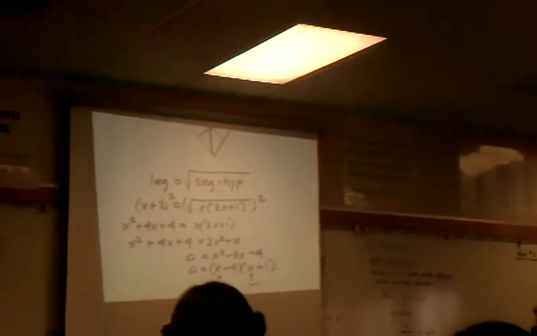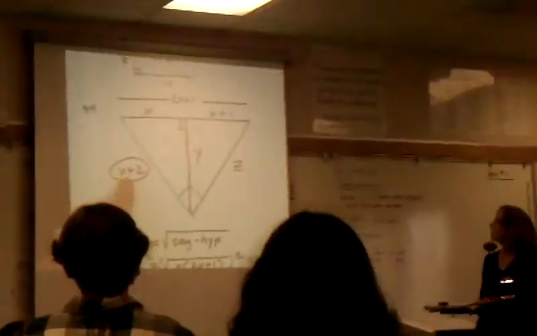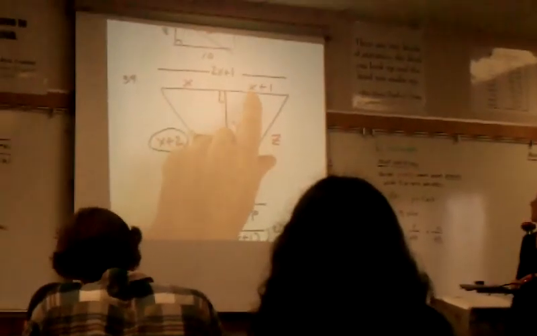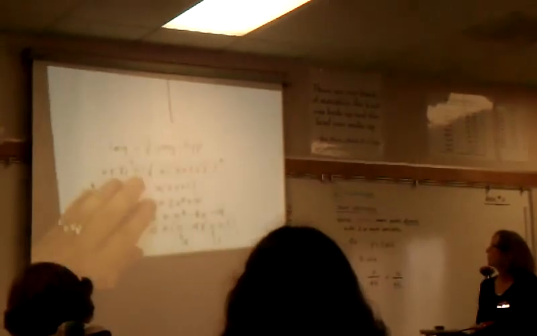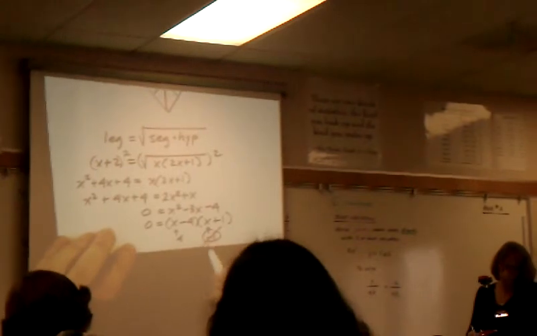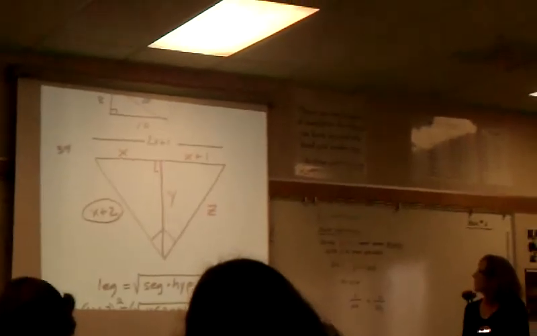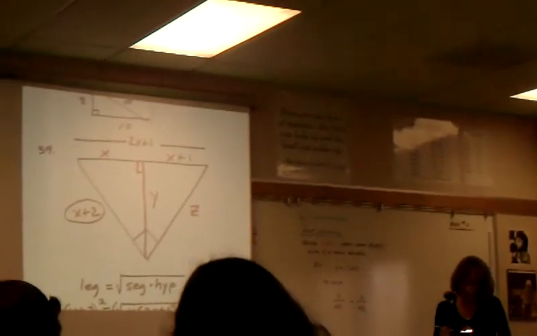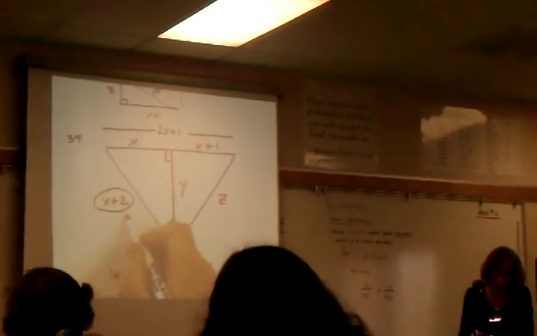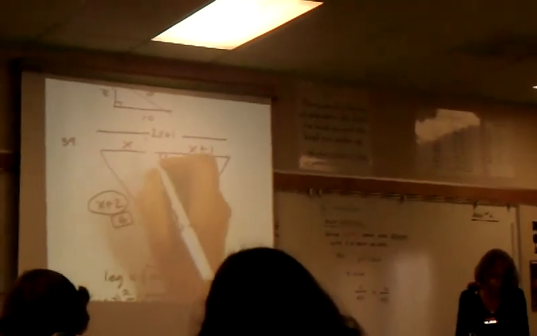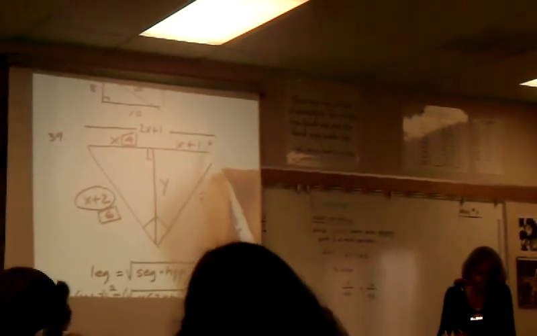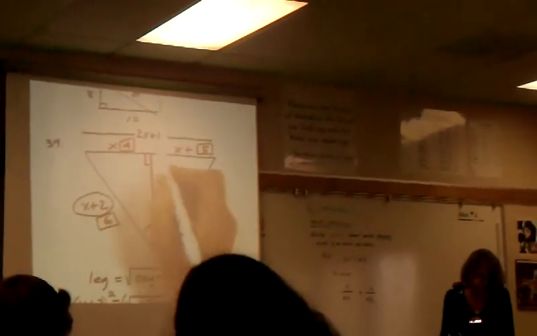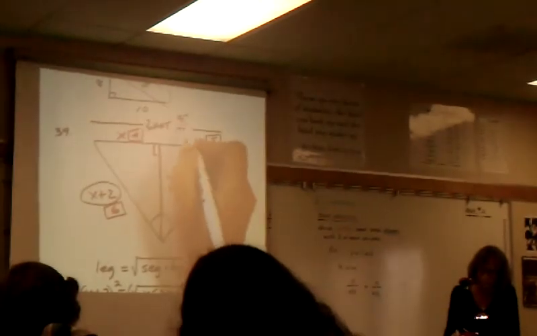Now you don't reject a negative just because it's negative. You have to go back and look at it. Could x be negative 1? This would be okay. That wouldn't, because that would be 0, and certainly that couldn't be a negative length. So you have to reject that one. So x must be 4. So if it is 4, then this side would be 4 plus 2, or 6, and this would be 4, and this would be 5, and this would be 9.